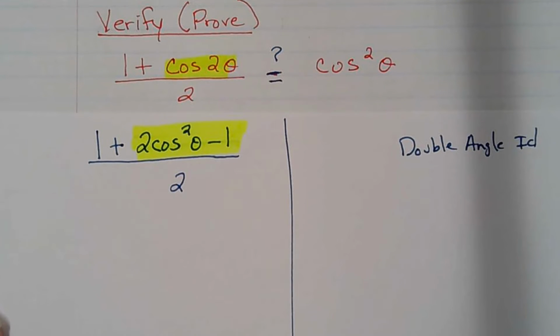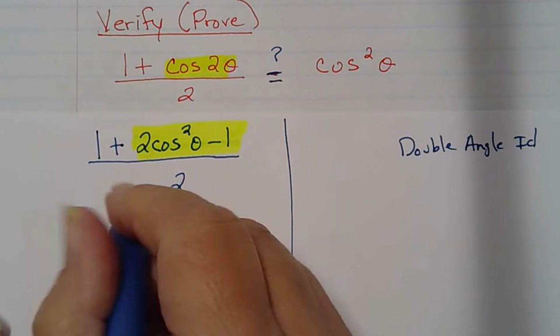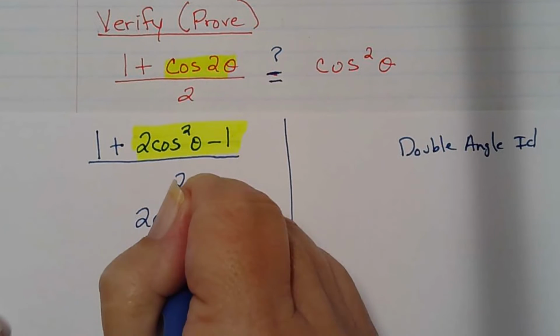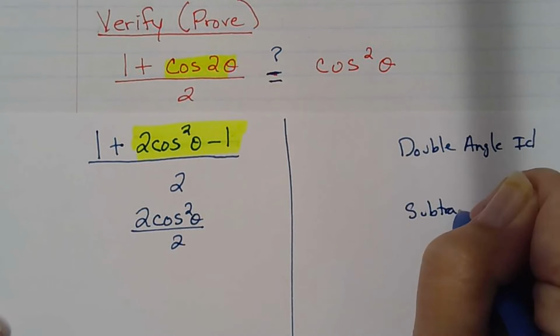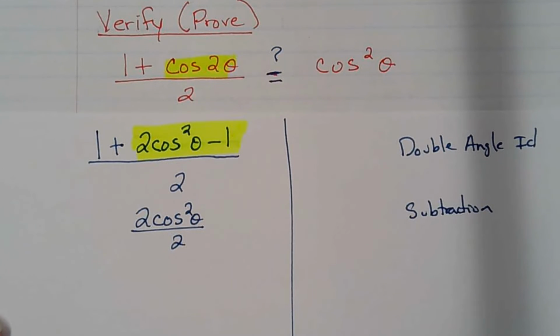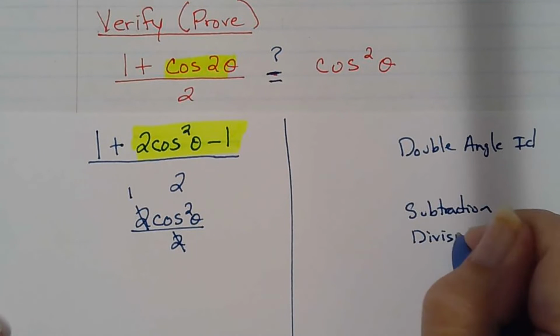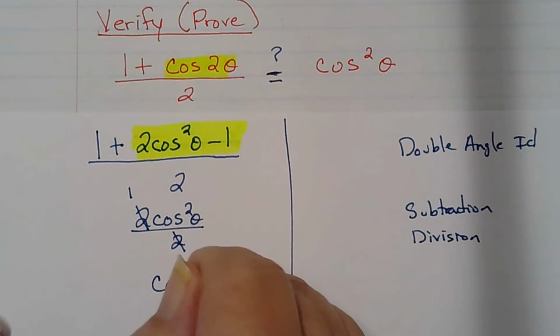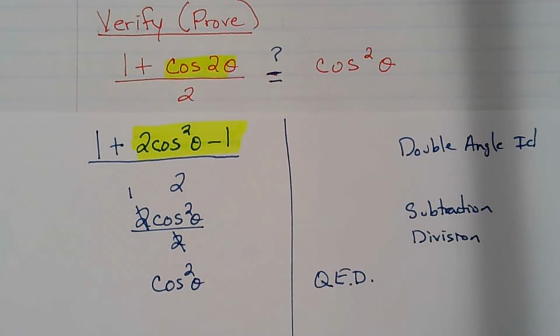Oh, well, look how nice that is. Can I do 1 take away 1 is 0? So then I'd have 2 cosine squared theta over 2. What did I do? I just did a little subtraction there. And then since I have multiplication, I can do 2 divided by 2 is 1. Just did a little division. And that leaves me with cosine squared theta, which is what I was trying to prove. So QED, quod erat demonstratum, it is demonstrated. Ta-da!